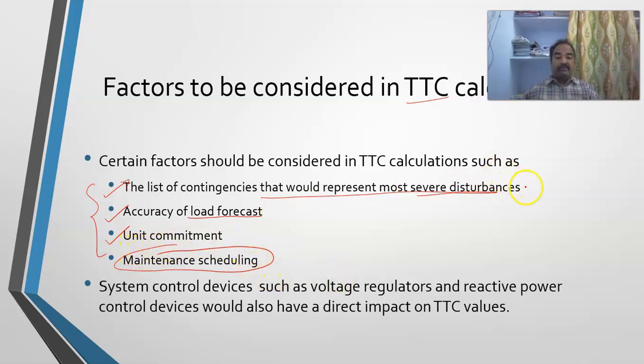Apart from this, there are other devices also which you need to consider, because you do have this voltage stability also. Sometimes power system stability and voltage stability can be improved by using some external devices. Some such devices are voltage regulators, reactive power control devices. These also, they will directly affect this voltage stability and voltage limits and stability limits. So these should also be considered when you are calculating the TTC.